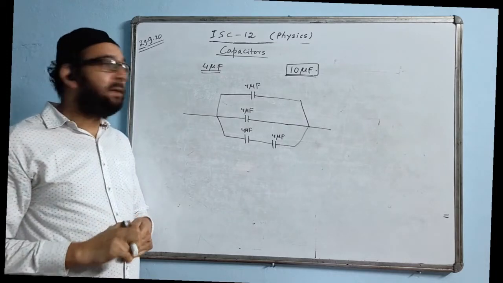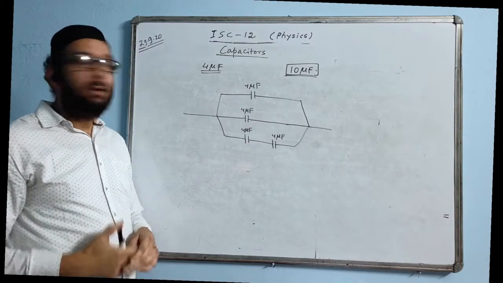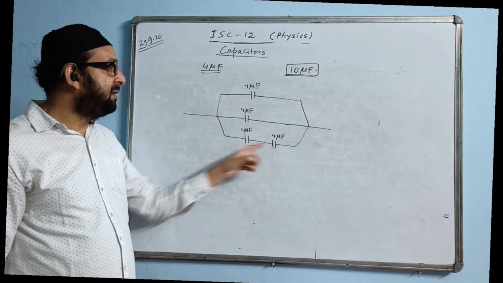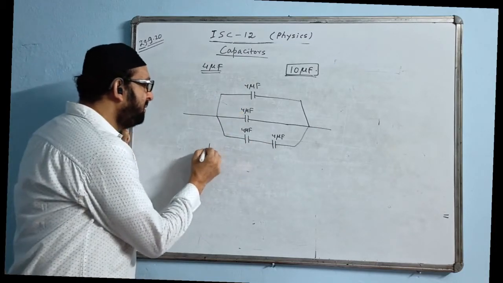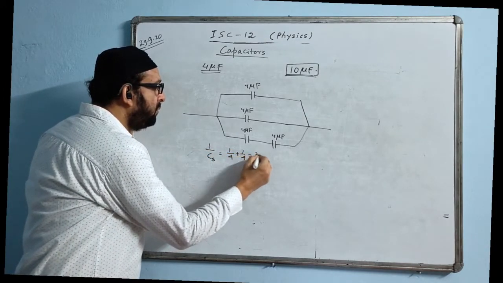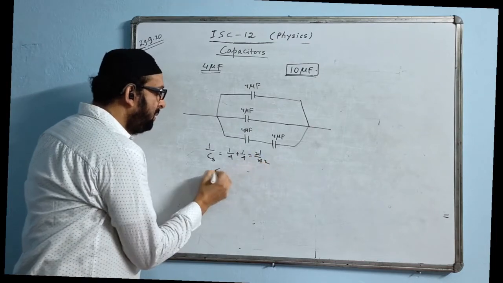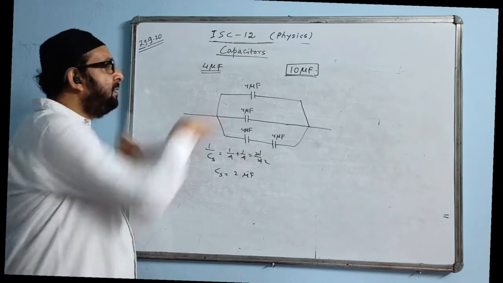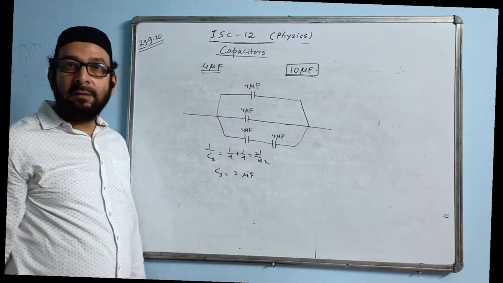You can check whether the answer is coming 10 or not. Exactly, it will come 10. How? 4 plus 4, 8. And these two are in series. What formula do we have in series? The 1 by Cs formula: 1 by 4 plus 1 by 4, so 2 by 4. The reciprocal, the Cs value, will come 2 microfarad. And all of them are in parallel.